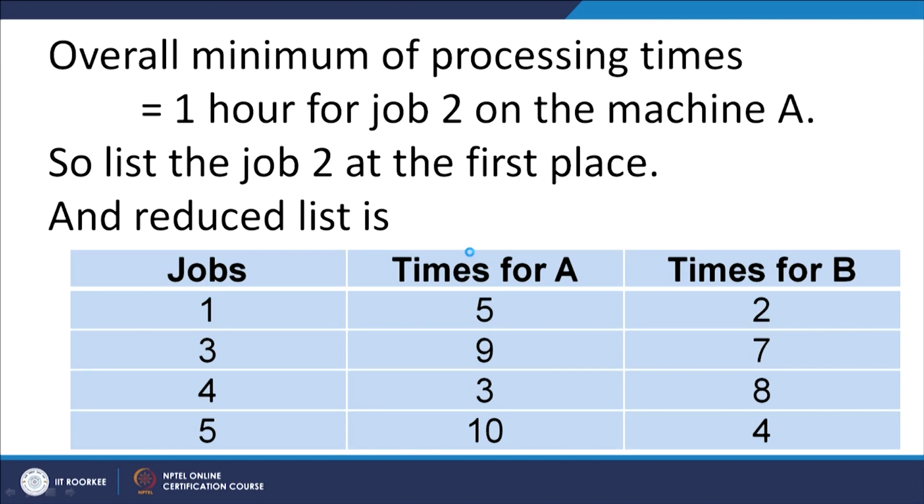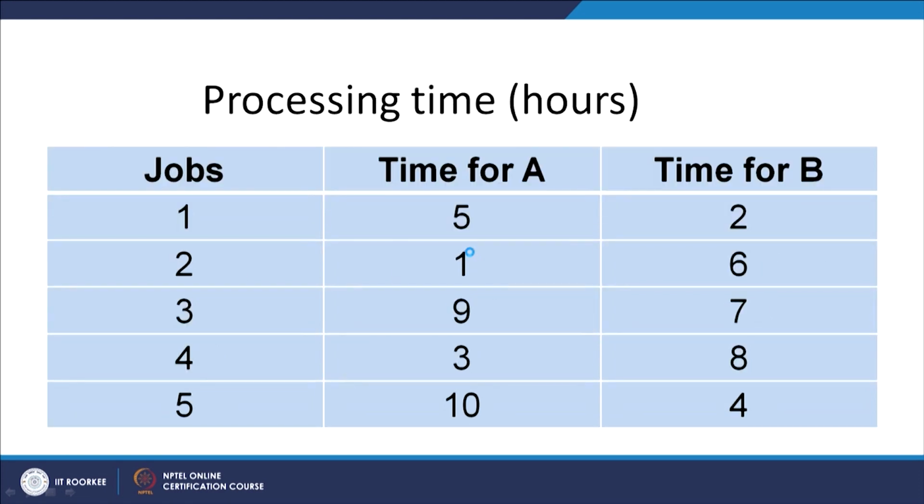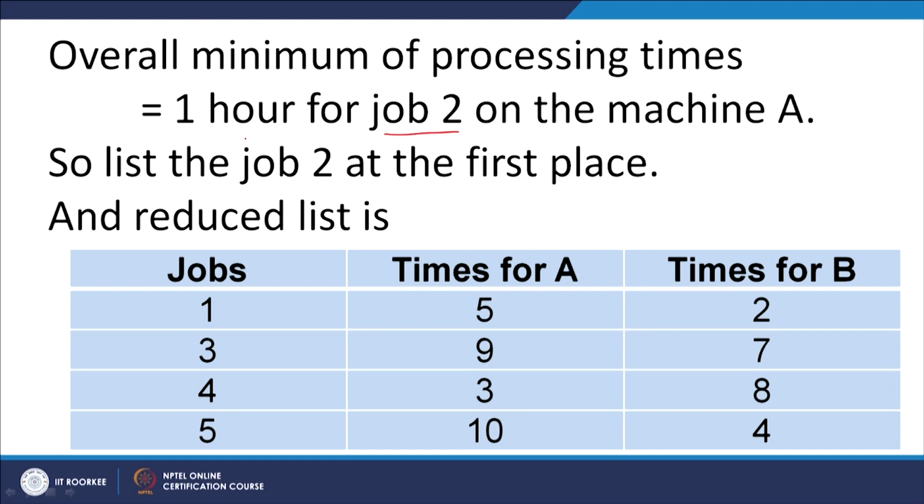So, the overall minimum is 1 hour for job 2 on machine A. Look at this table again: job 2 on machine A, this is the minimum. So, we will list job 2 at the first place. The idea is that we have 5 jobs: first, second, third, fourth and fifth, and we have to fill in these places. So, we list job 2 in the first place.